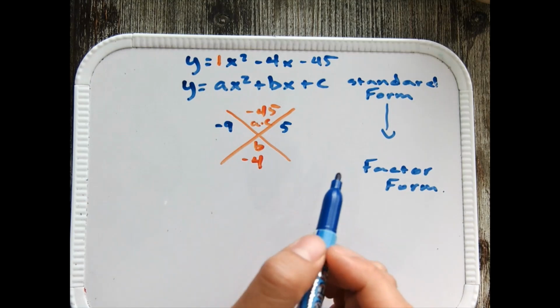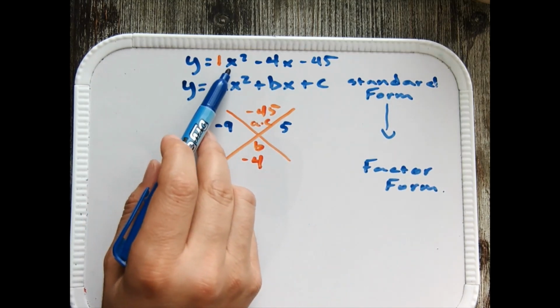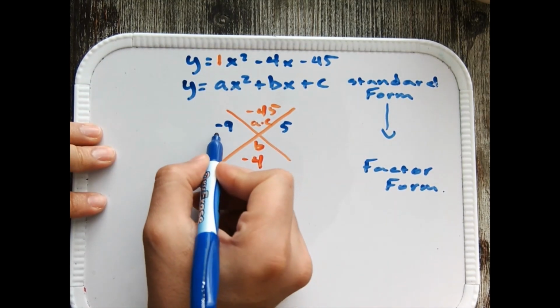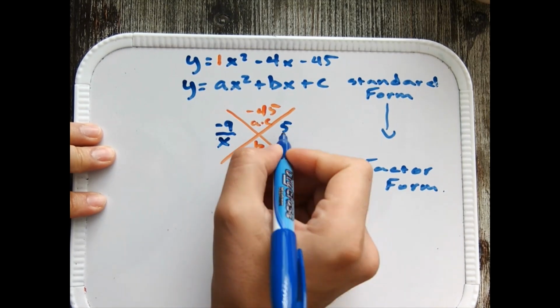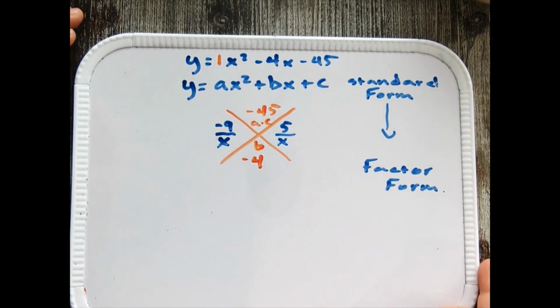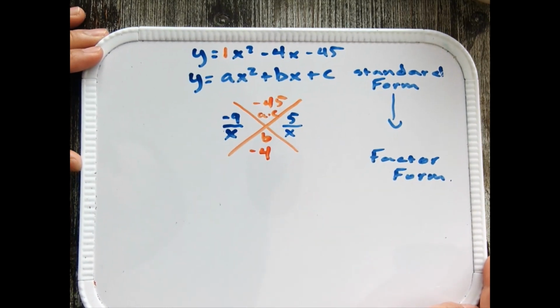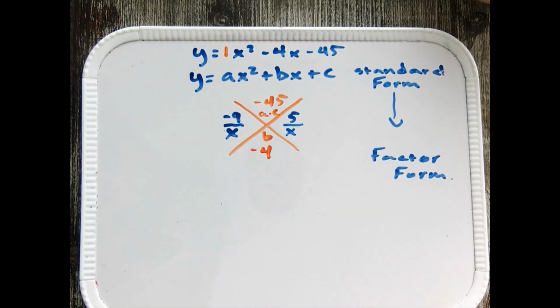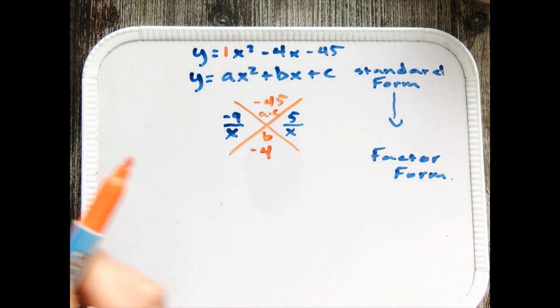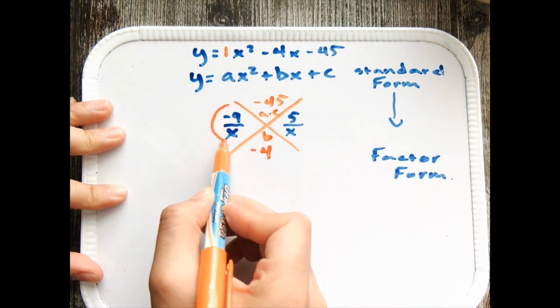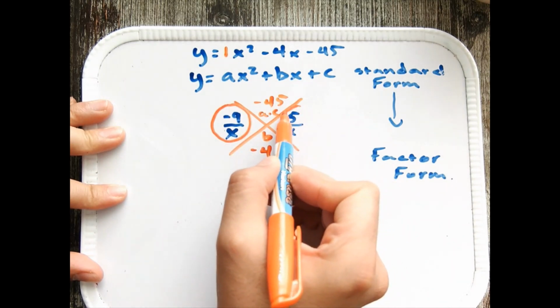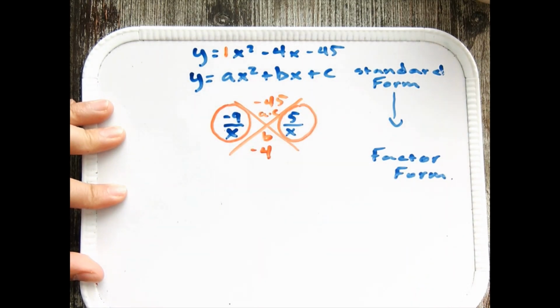Now, I only have 1x squared, so here I like to divide by just 1x. And I'm done with the hard part. The second part is, how do I write it now as factor form? Well, from these two here, I'm going to get my two factors.